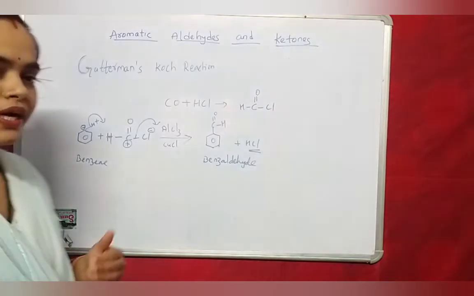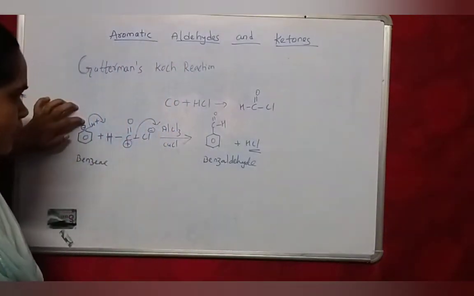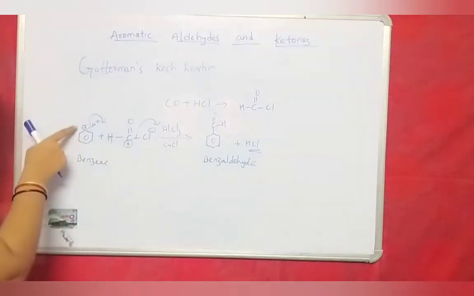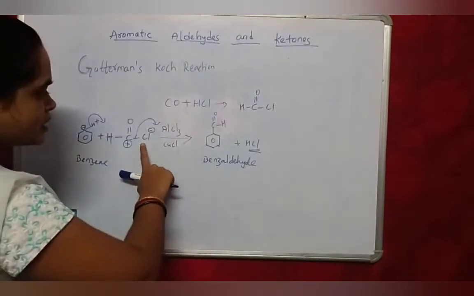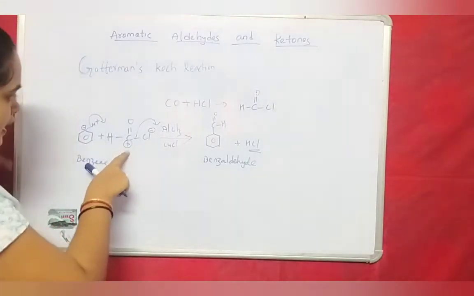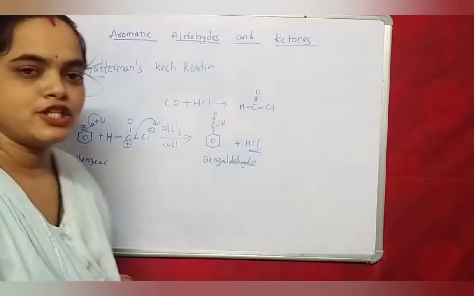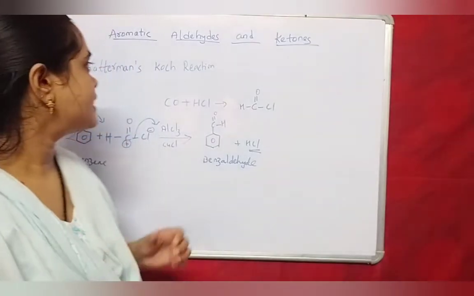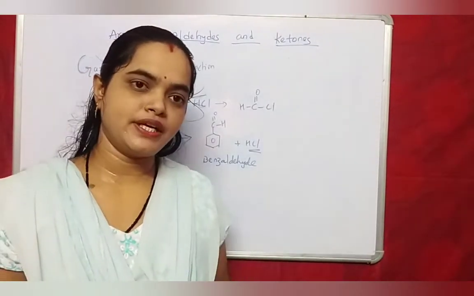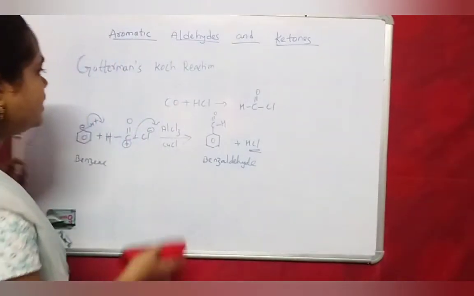I hope you understand the reaction in benzene. If one hydrogen is removed along with Cl as HCl, we get a negative charge here. When Cl minus is removed from here, the carbon gets positive charge. This positive carbon and this negative carbon attach to form benzaldehyde. This is the Gattermann-Koch reaction, how benzaldehyde is formed from benzene in presence of carbon monoxide and HCl.